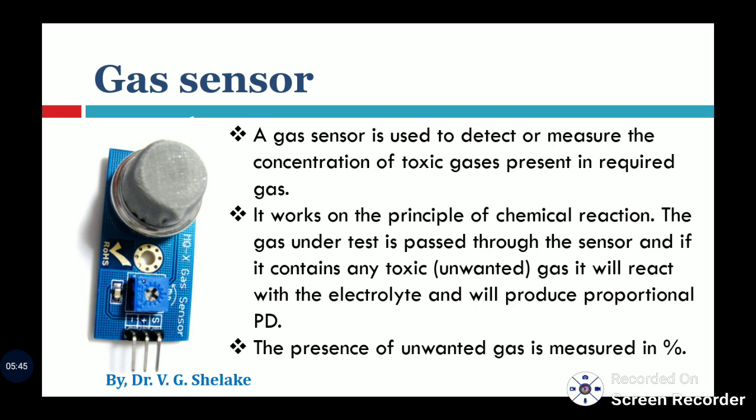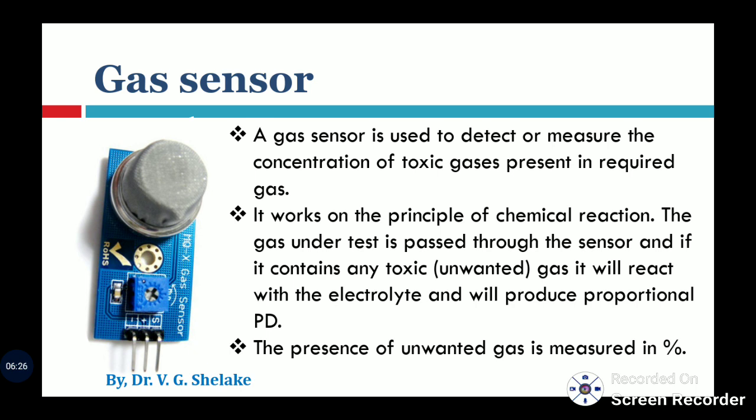One more transducer we are going to discuss, that is a gas sensor. There are different types of gas sensors available in the market. Here we are going to discuss one of the gas sensors that is based on chemical reaction. Thermal gas sensors are also available in the market, but here we are going to discuss the basic construction of the chemical gas sensor. Generally, the gas sensor is used to detect or measure the concentration of toxic gases present in the environment or required gases.